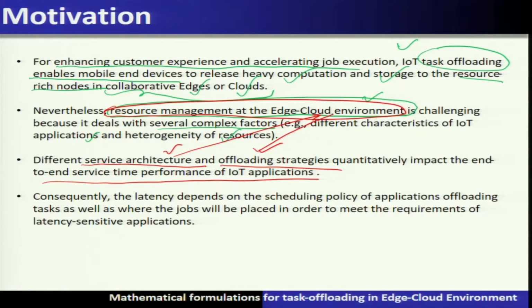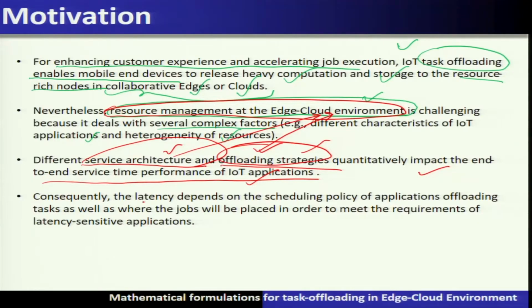And therefore, we are going to see different task offloading strategies and different architectures. These two concepts in the edge cloud system will impact the end to end service time and performance of IoT applications. So, this becomes the motivation for understanding what we mean by resource management at the edge cloud environment, what its architecture is, and how different offloading strategies play a role in the end to end service time performance of an IoT application.